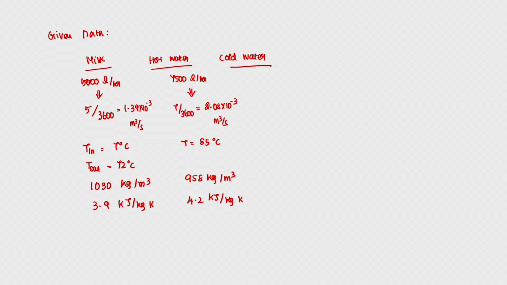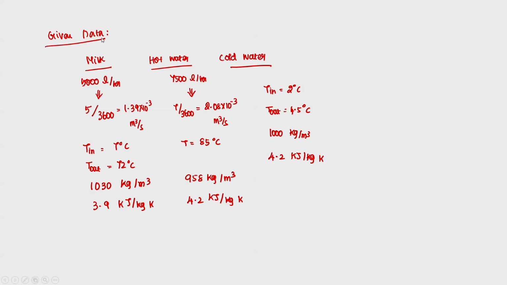In the cold water side, T in is given, which is 2 degree centigrade, and T out is 4.5 degree centigrade, and density is given, which is 1000 kg per meter cube, and Cp is given, which is 4.2 kilojoules per kg Kelvin. Right. So, these are all the properties we have written.